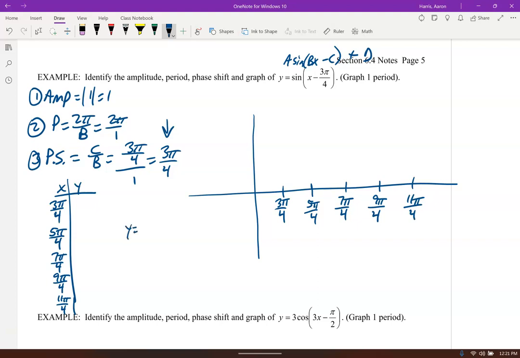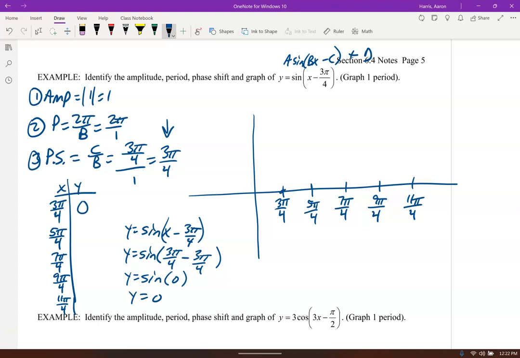Now let's throw in the 3 pi fourths. So 3 pi fourths goes in for x, and so we have 3 pi fourths minus 3 pi fourths. Well, that's 0, and we know the sine of 0 is 0. There's our, quote, starting point, if you will. Now let's throw in the 5 pi fourths for x. So 5 pi fourths goes in for x minus 3 pi fourths. Well, that's 2 pi fourths. Well, 2 pi over 4 is just pi halves, and we know the sine of pi halves is 1. So 5 pi fourths, comma 1.